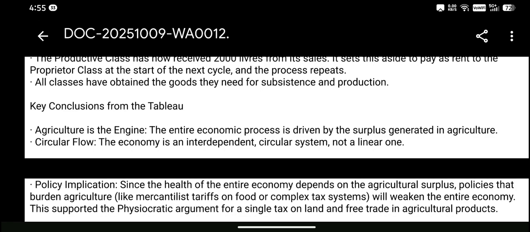Key conclusions from the tableau: agriculture is the engine. The entire economic process is driven by the surplus generated in agriculture. Circular flow: the economy is an interdependent circular system, not a linear one.